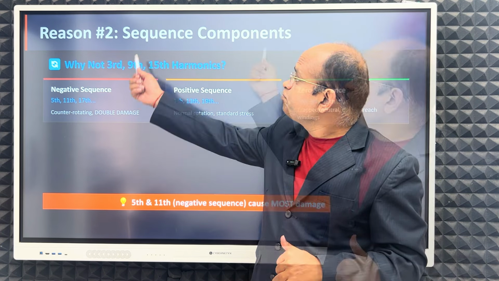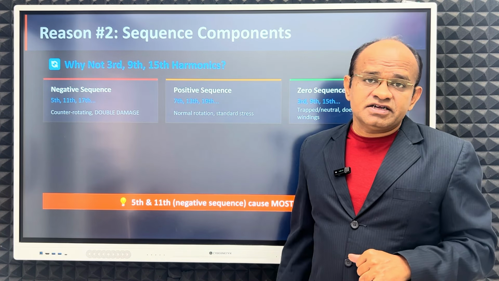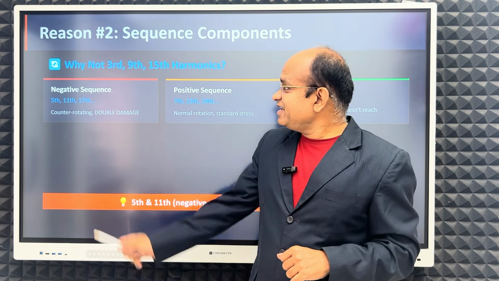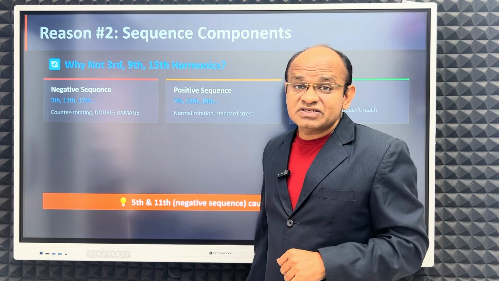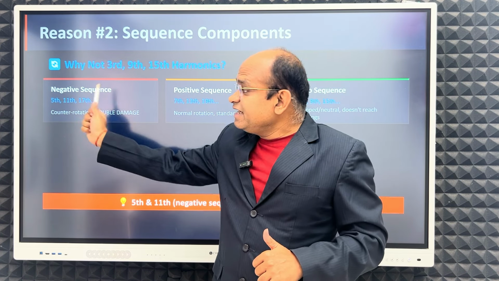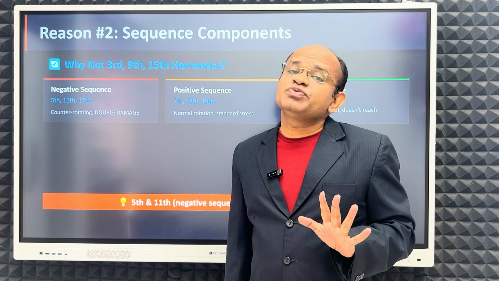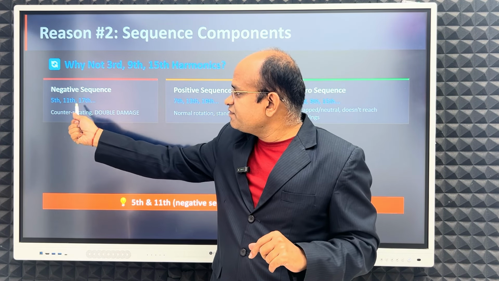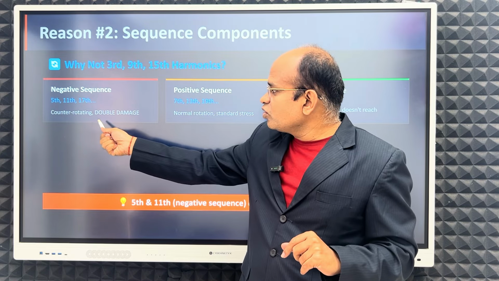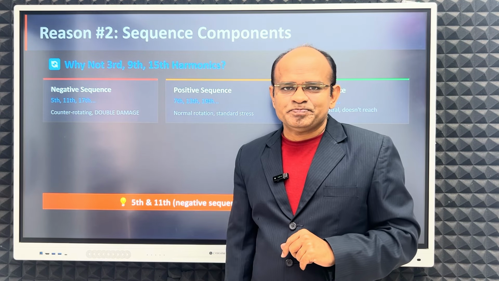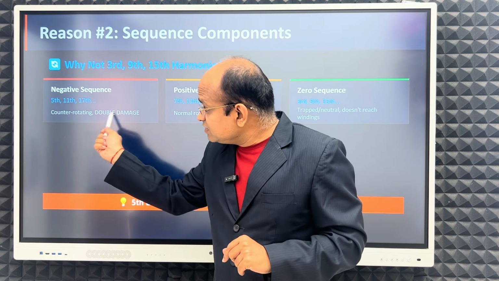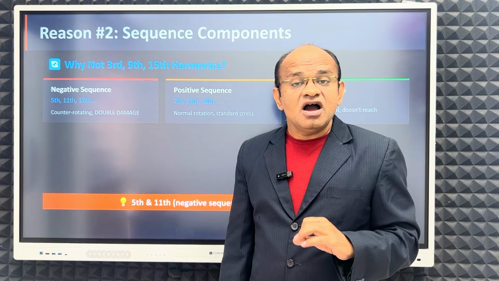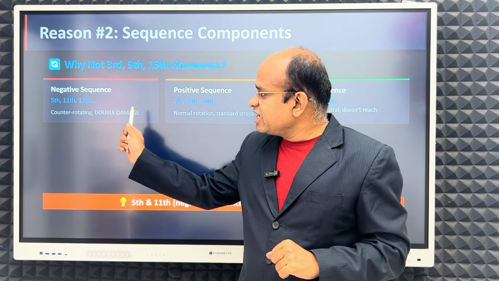Second reason: sequence component. Why not the third, the 9th or 15th harmonics? Why? Negative sequence. Sequence is very much important. So these are of negative sequence. Negative sequence 5th, 11th and 17th: counter-rotating, double damage. These are counter-rotating, so the damage is double.